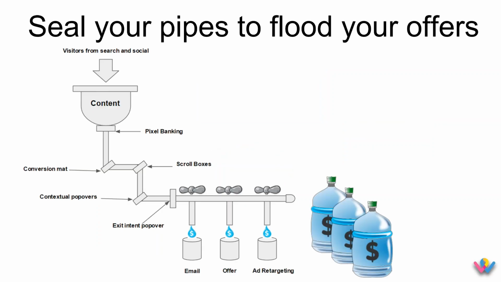So, seal your pipes to flood your offers. As we talked about, pixel banking is that top tier piece right there. Then we go into those conversion mats, the scroll boxes, the contextual popovers, and exit intent popovers. Now, if you're utilizing each one of these 5 sections to convert people, you're going to be able to flood your emails, push offers, and create ad retargeting very, very easily. And it's a 3 basic step funnel here.